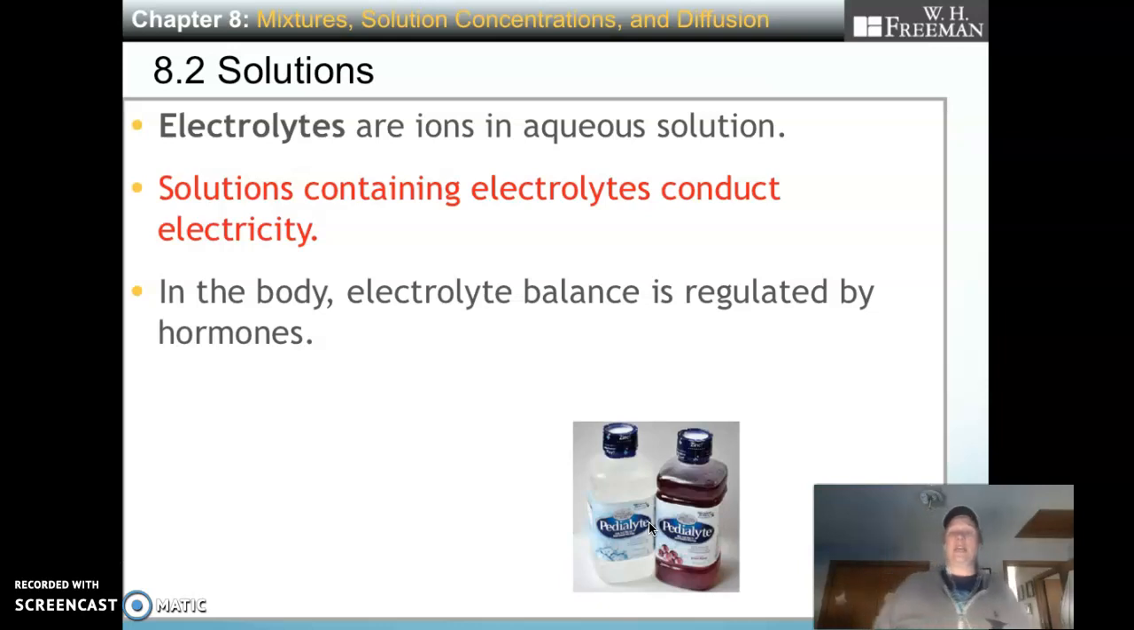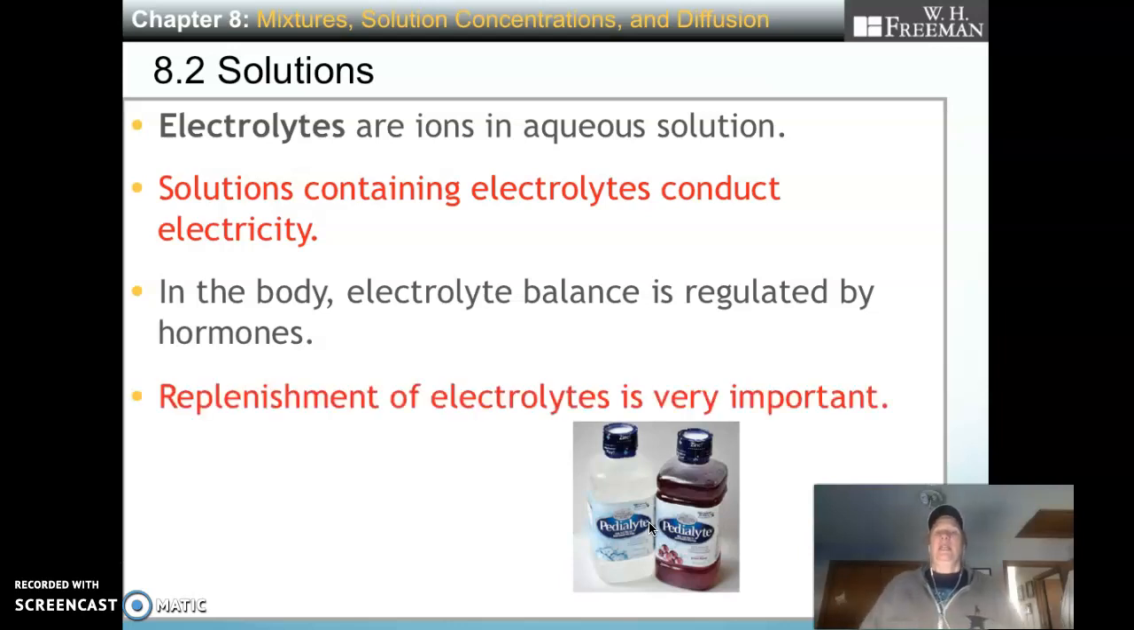But again, electrolytes are important in other ways too. We have electrolytes in your car battery. You have sulfuric acid dissolved in water, and it's a wonderful electrolyte, which is really good because you need to conduct electricity through that battery, otherwise your car doesn't start. So if you lose your electrolytes, it's very important that you replenish them. You're going to have issues because of it.